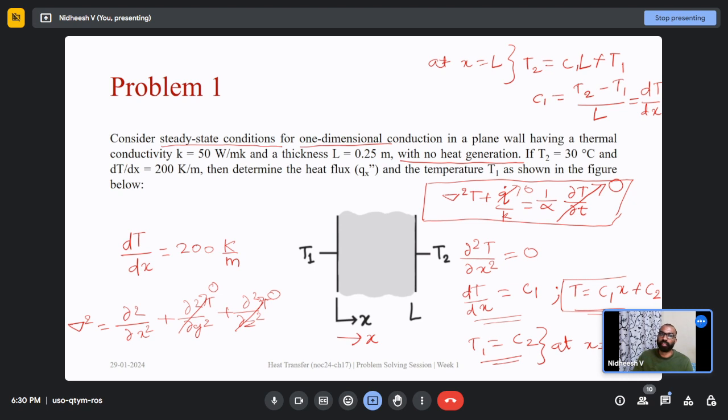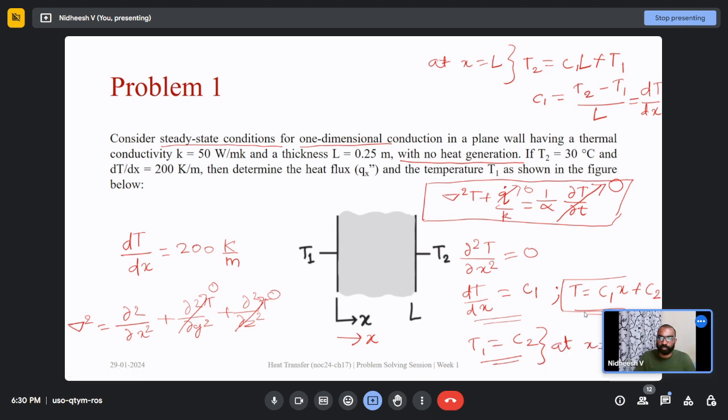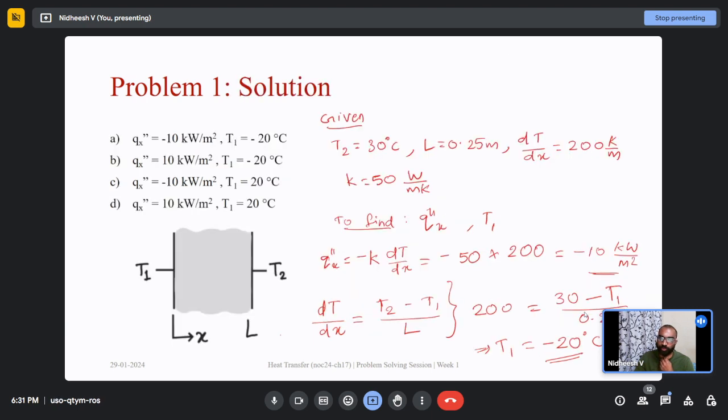Just read the question again and see if you are able to digest it completely, the question and the solution process. If you have any confusions, just ask me now itself. The question is clear, I think, and the solution process is pretty straightforward, right? Yes, sir. Okay. Sir, why is this Q flux negative?